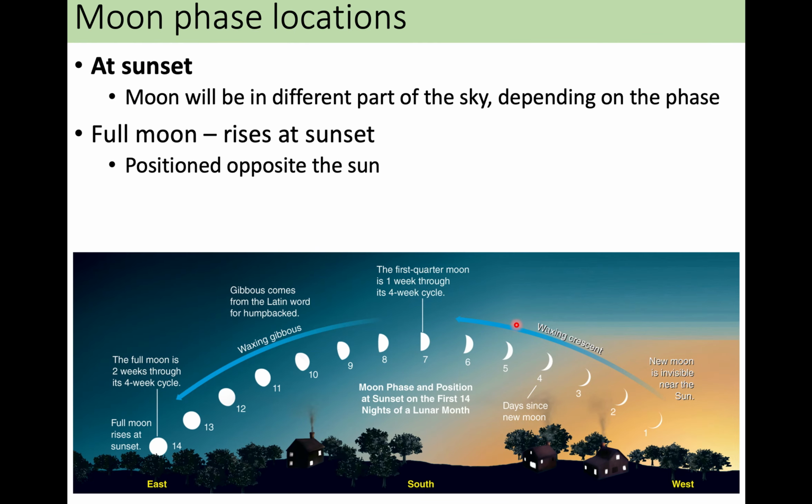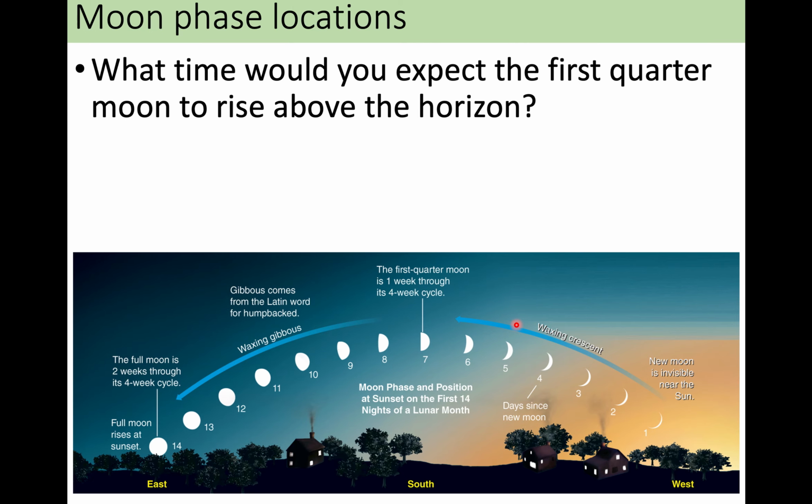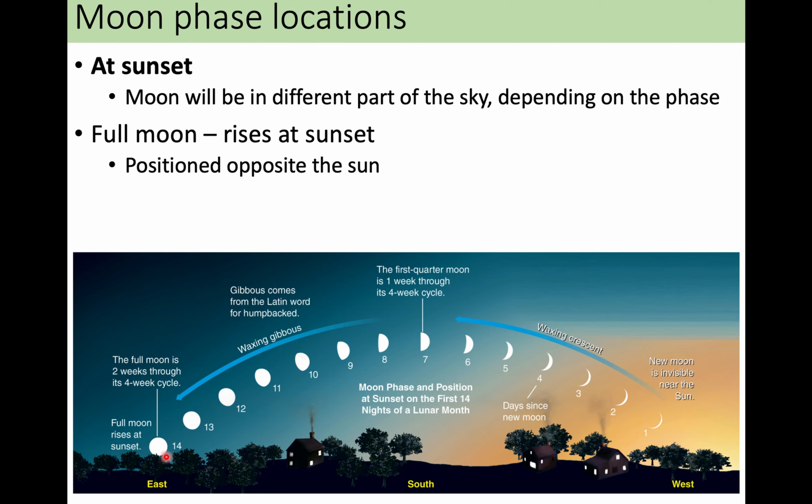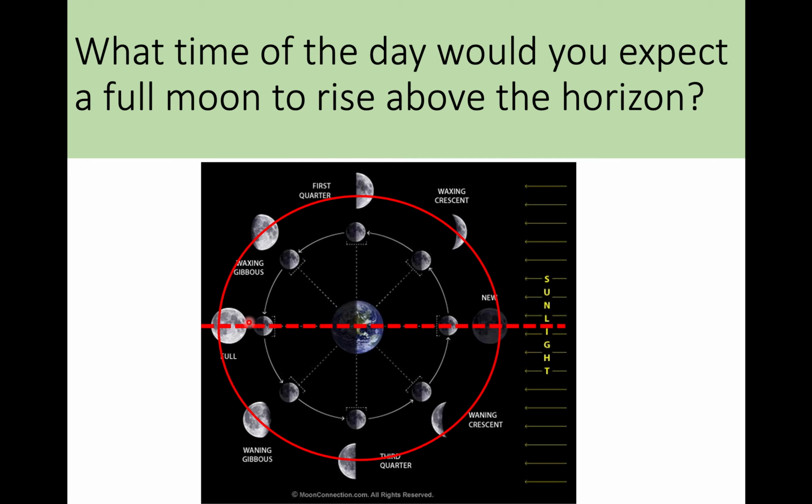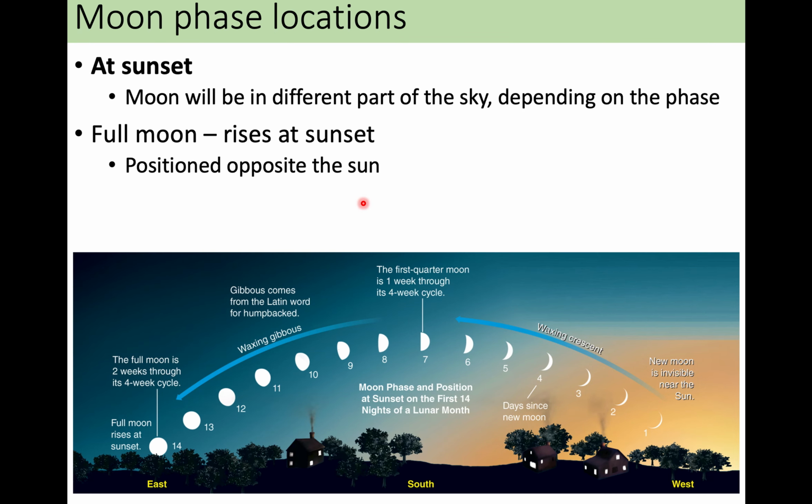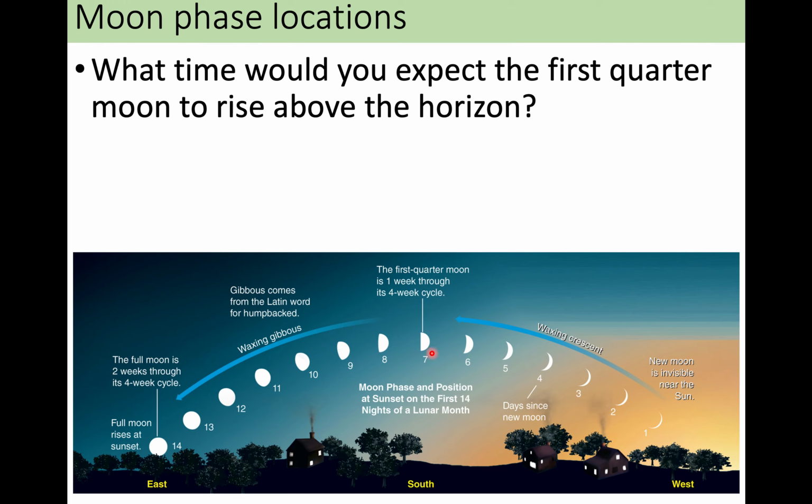So if we look at, where's my question? Here we go. If we look at the first quarter moon, when would we expect it to be rising above the horizon? I would expect it not 12 hours after the sun, but 6 hours after the sun rises. So you'd expect it to rise at 6 o'clock. So it's offset by 6 hours, by a quarter of the day from the sun. So the quarter moon is offset by 6 hours. So you would expect the quarter moon to rise at 6 o'clock a.m.